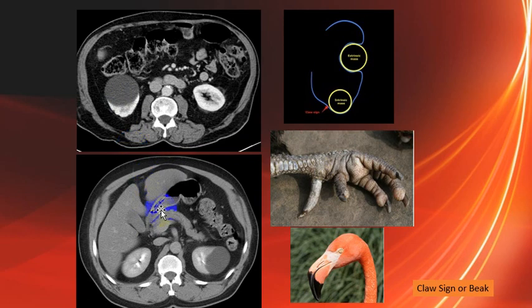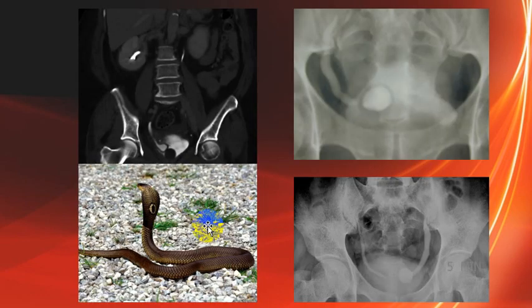Two patients with renal cyst with the claw sign or beak sign, and you see the parenchymal compression, indicating that the mass is arising from, in this example, the kidney. And here multiple patients with ureterocele here and there, and on the CT scan, giving the appearance of the cobra head sign.